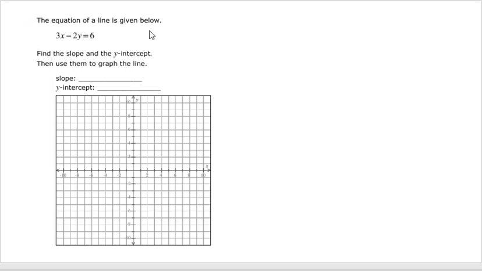Okay, so I'm going to show you another one like this. The equation of a line is given below. Find the slope and the y-intercept, then use them to graph the line. Okay, so the first step is to take this equation and put it into slope-intercept form, because once the equation is in slope-intercept form, then we can identify the slope and the y-intercept. So to put this equation into slope-intercept form, we are going to solve for the y.